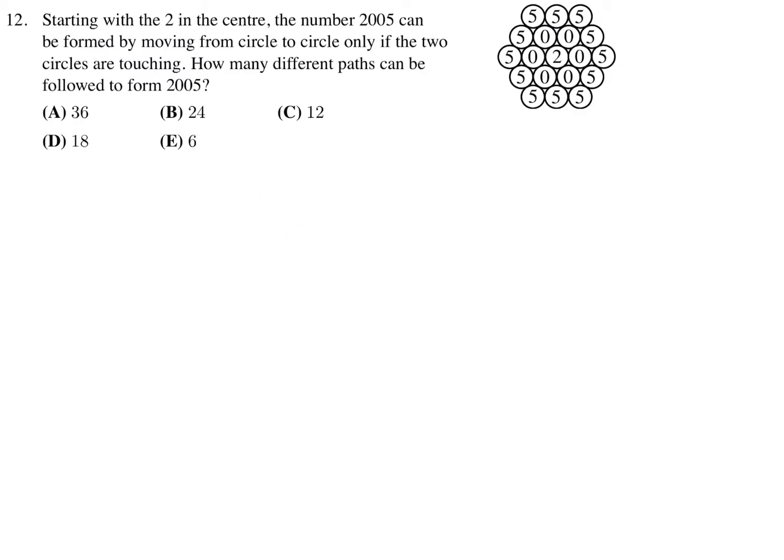Starting with the 2 in the center, the number 2005 can be formed by moving from circle to circle only if the 2 circles are touching. How many different paths can be followed to form 2005?